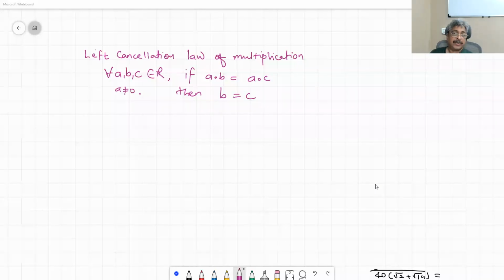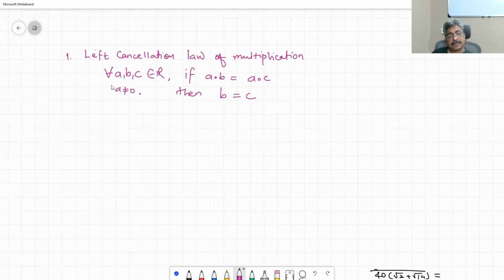Okay, last lecture we have seen the first 9 properties of real numbers. Then we started proving theorems one by one. We proved uniqueness of additive and multiplicative identity, uniqueness of additive inverse and multiplicative inverse, and the left cancellation law of addition we proved in the end. The right cancellation law of addition would go exactly the same. So now we are proving the left cancellation law of multiplication.